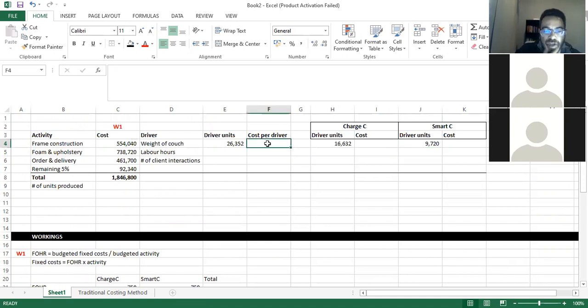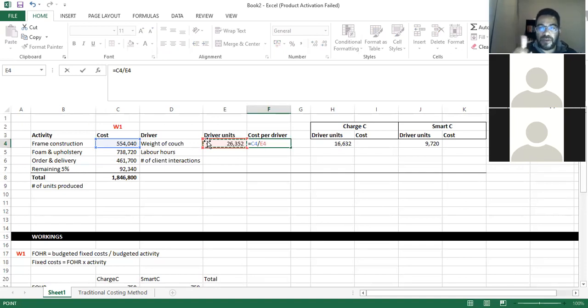Okay, so remember the cost driver is going to be total costs divided by total driver units. So here you can see weight of couch. This is weight of couch. That's what I'm trying to tell you. You want to just double check that what you have over here corresponds to the driver. The driver is weight of couch. This is based on weight of couch. So I know I'm happy.